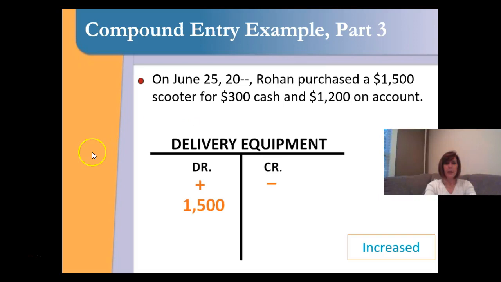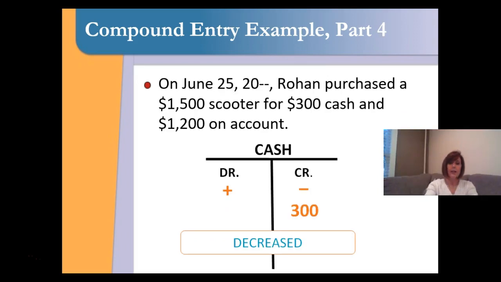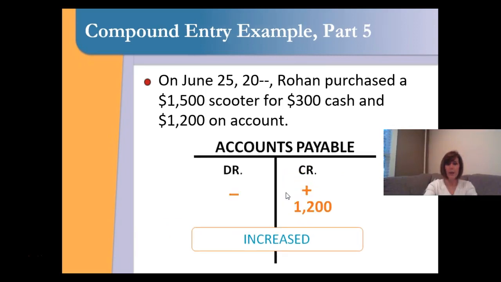Let's see if I'm right. Lo and behold, yes, in fact, we increased our delivery equipment by $1,500. Our cash was decreased by $300, so that goes on the credit side. And our accounts payable increased by the $1,200. And since, unlike with assets, a credit will increase a liability, the increase shows up on the credit side for our accounts payable.